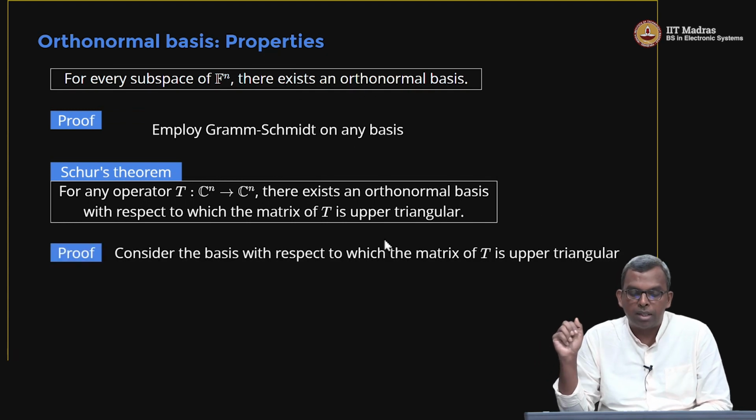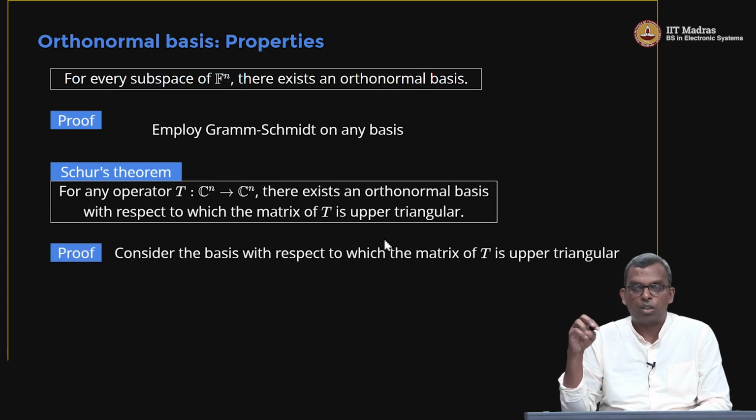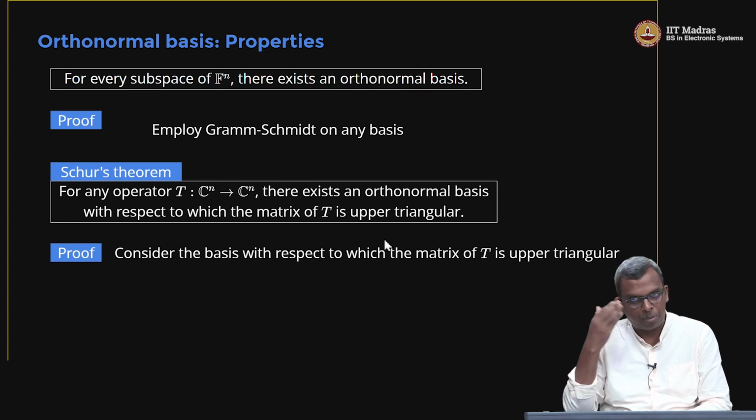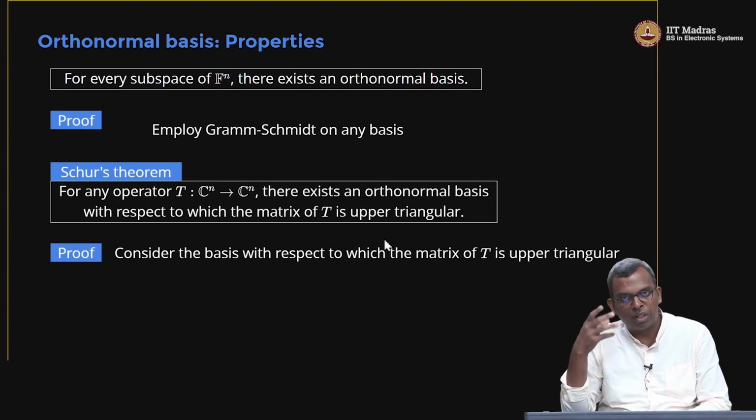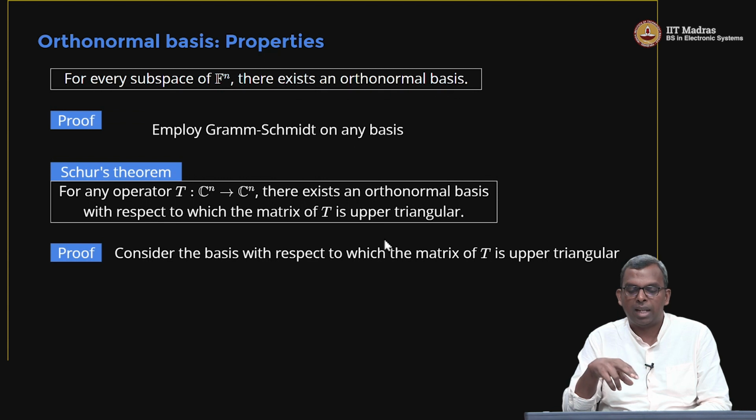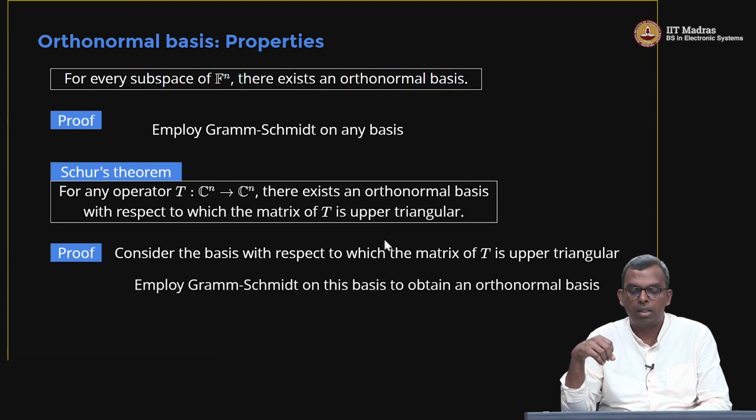Consider the basis with respect to which the matrix of T is upper triangular. We know already there is some basis. Using eigenvalues and eigenvectors, we can find this basis for which the matrix of T is upper triangular. Then you do Gram-Schmidt on the basis. This is just a proof sketch. I am not writing down the thing in full detail. When you do Gram-Schmidt on that basis, you will get an orthonormal basis.